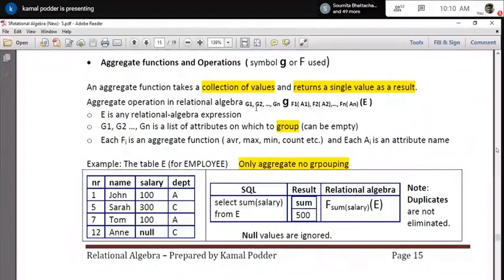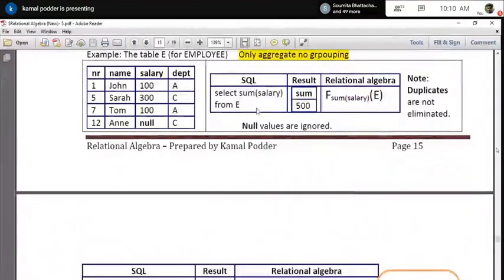Okay, just take some examples, then it will be more clear. Say, here, I have a table with salary, department, and other attributes. I want to find out the sum of the salary. That means I want to sum this column. In SQL, you will get 100 plus 300 plus 100, that is 500, because in SQL null is not added. Null is dropped because we cannot add null with any other valid value. So naturally it will drop it and you will get the result.